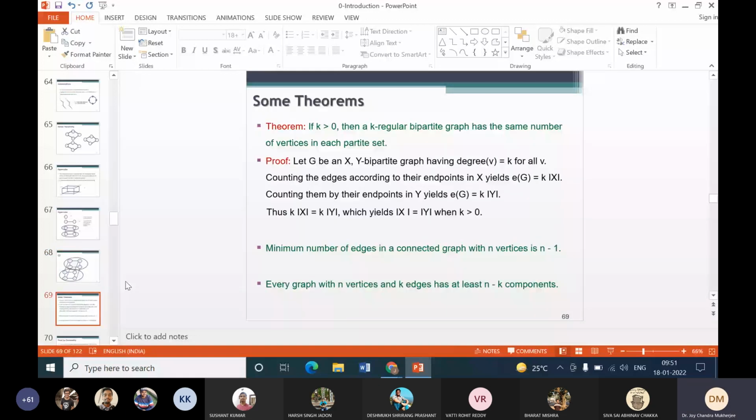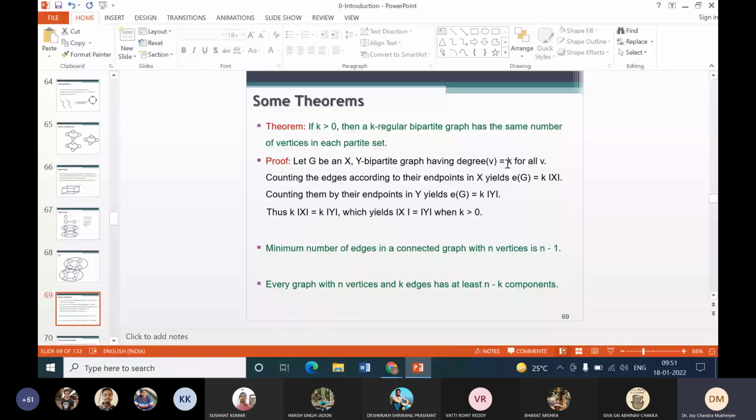Now, some theorems. If k is greater than 0, then a k-regular bipartite graph has the same number of vertices in each partite set. Though it's very trivial to prove, let G be an X,Y bipartite graph having degree of v equal to k for all v. So that is the thing that is given. Each vertex v in each partite set has degree k.